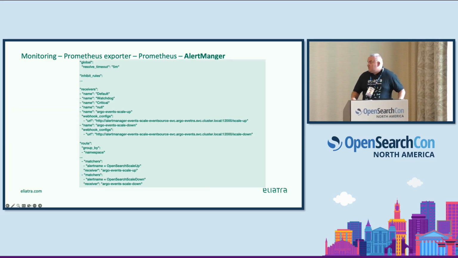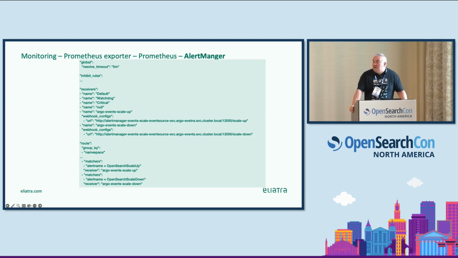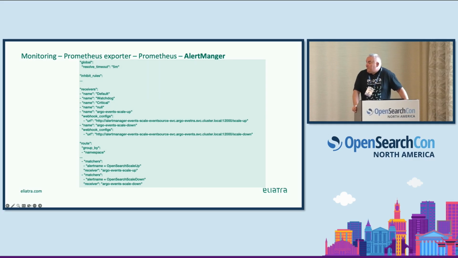So then to actually move from Prometheus to alert, to trigger Alertmanager, we need Alertmanager itself, and make the connection between the alert defined in Prometheus and the webhook that we want to send to Argo Events.